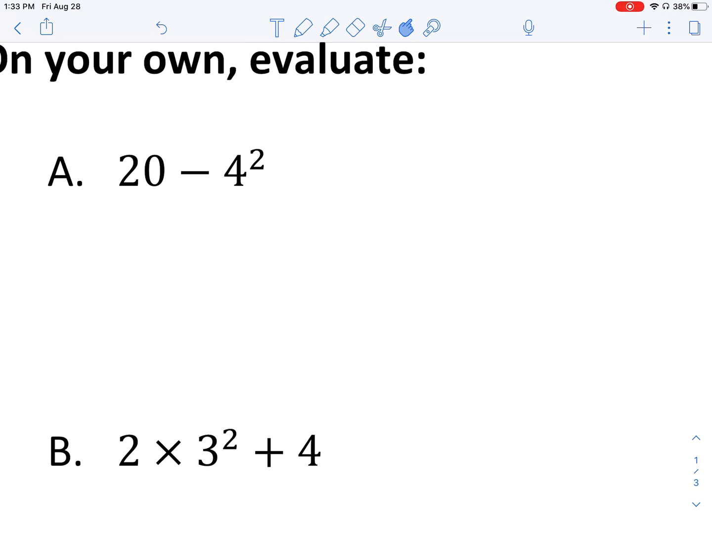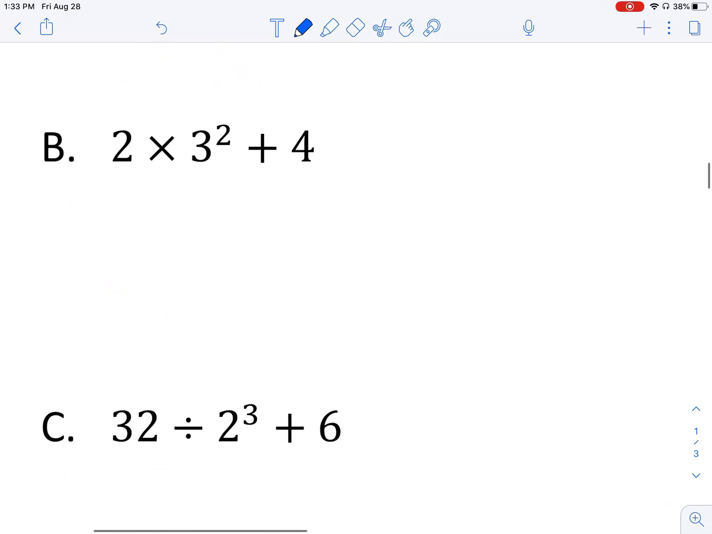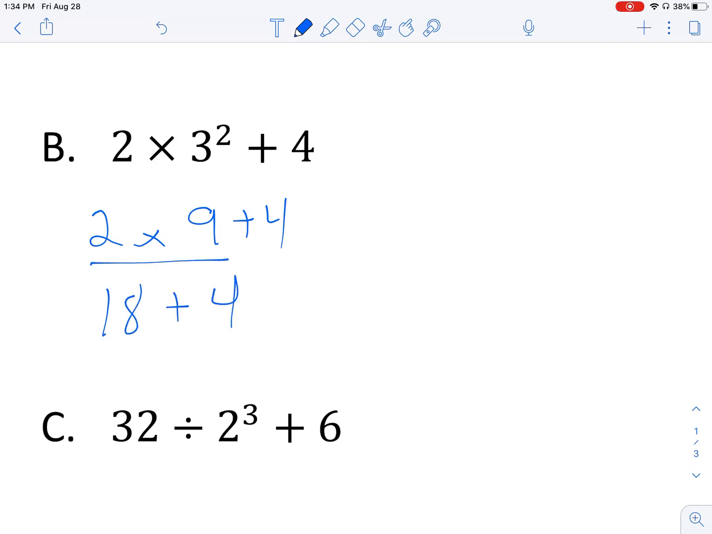All right, so after you pause it and after you've made your own attempt, 20 minus, we want to square this first, 16, which gives me 4. Next, 2 times 3 squared plus 4. PEMDAS tells me parentheses first. Well, there aren't any. E is exponents. Well, 3 squared is 9. And I have 2 times 9 plus 4. So PEMDAS, P-E-M, so multiply. 2 times 9 is 18. And then add or subtract would follow that, so that would give me 22.